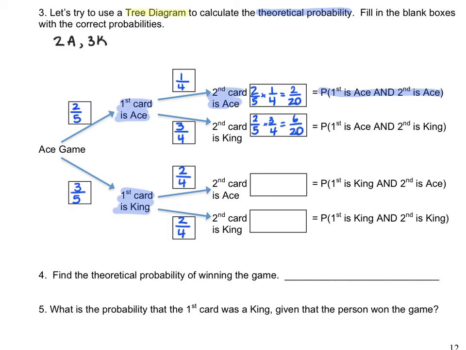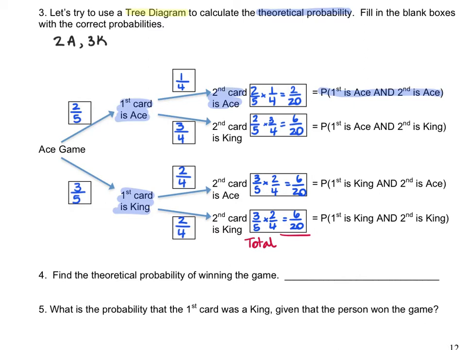And so when we calculate the probabilities of the first card is a king and the second card is an ace, again, we're going to multiply, so this is going to be 3/5 times 2/4, which is 6/20. And the probability that the first card is a king and the second card is a king is going to be 3/5 times 2/4, which is 6/20. Now, you will notice that these probabilities on the outside actually total 1.